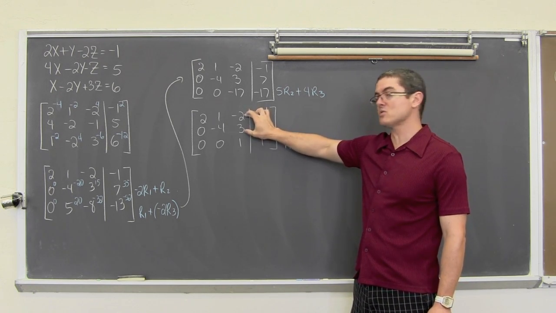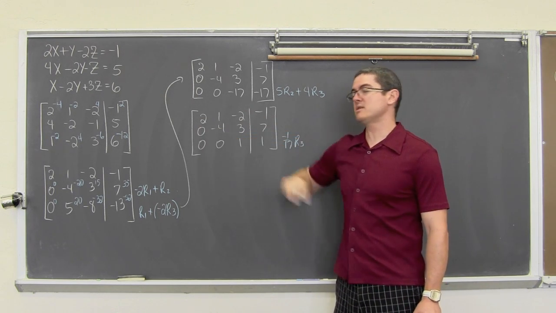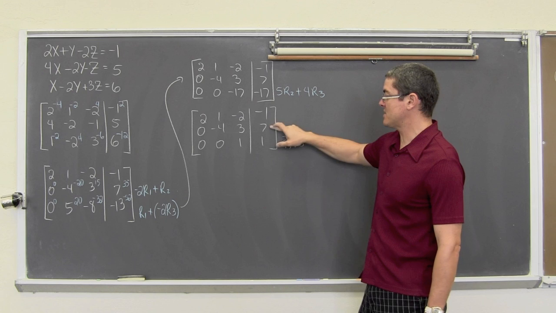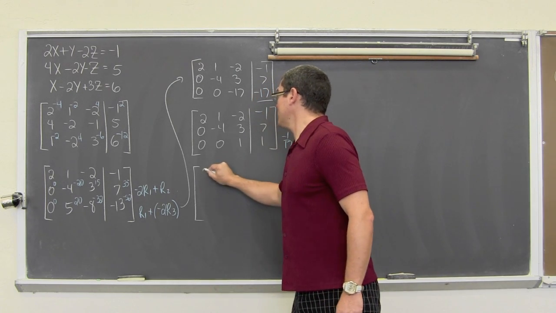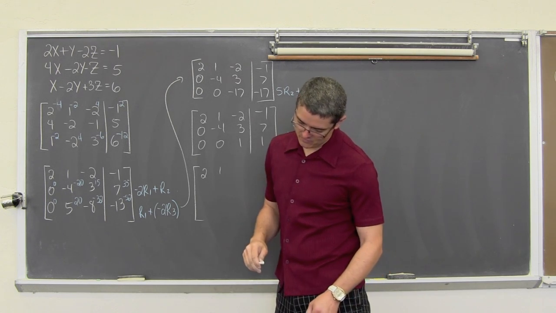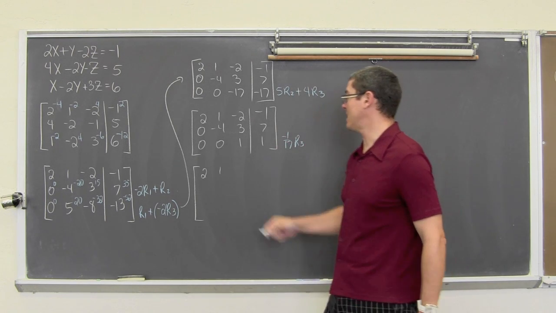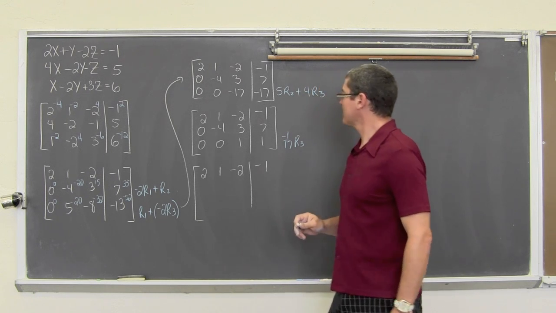Again, I cannot work with the first row, because if I add them, I'm going to get this first element to not be 0 anymore. So I need to work with the second and the third row. So we're going to keep the first row, 2, 1, negative 2, negative 1. I'll do one step at a time.